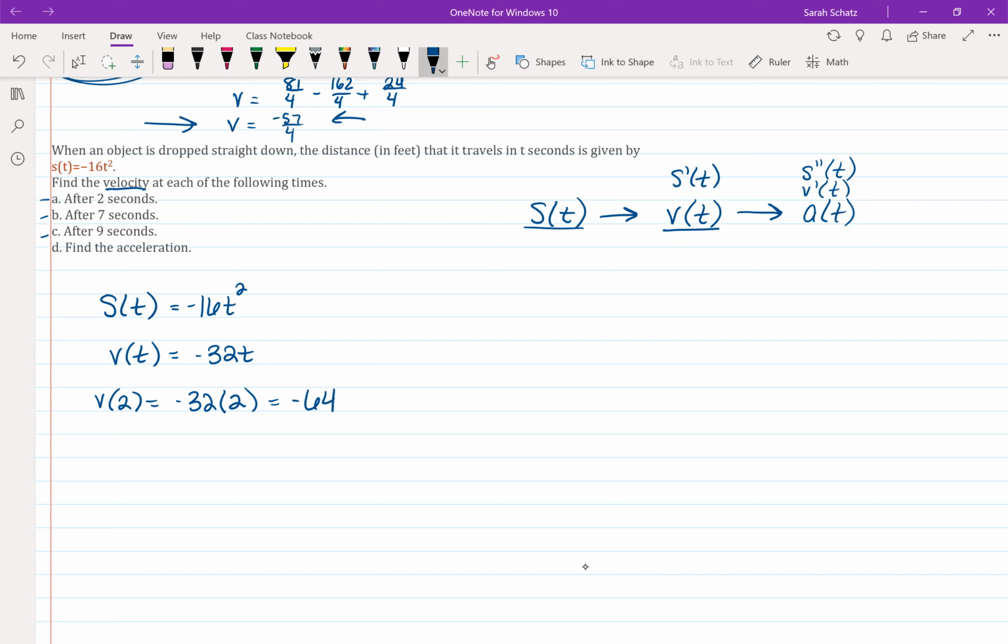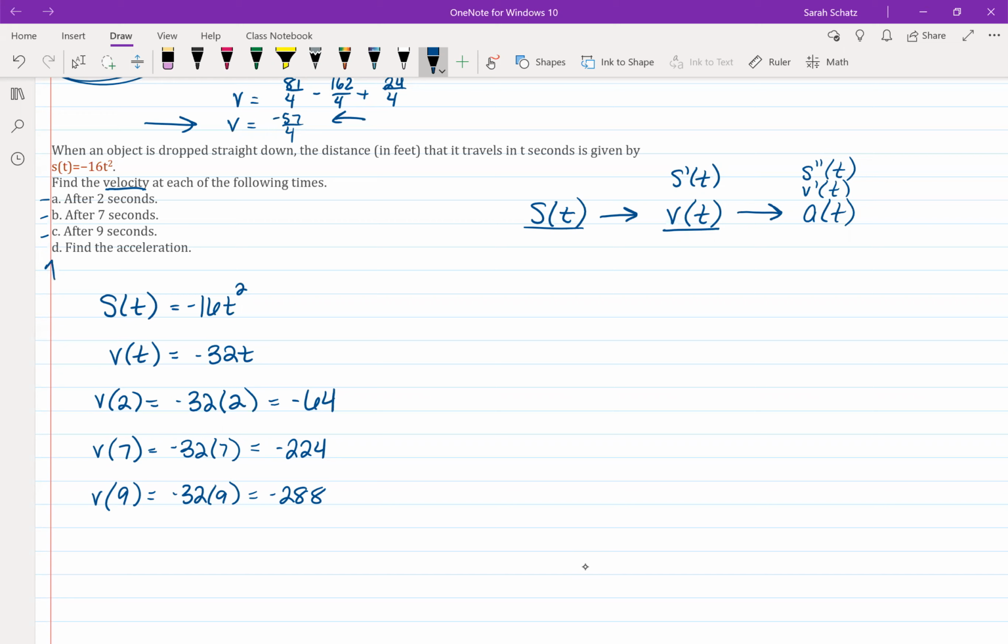You're going to evaluate your velocity. Well, it makes sense on this one. Anyway, you're going to evaluate your velocity at 7. So it'd be negative 32 times 7. Guys, I can't do that one in my head. 32 times 7, 224. So negative 224. And then you're going to find the velocity at 9. So you'll do negative 32 times 9, and that is negative 288. So that should be pretty easy.